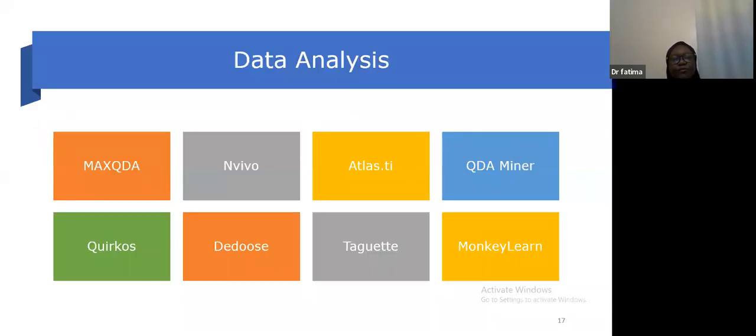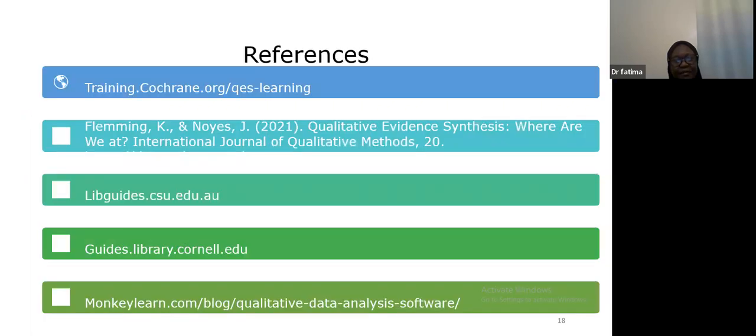So for the data analysis, we have different softwares, mostly subscription-based softwares to analyze qualitative data. There's MAXQDA, NVivo. NVivo is, I think, the most common one. Well, at least that's the only one I know. Dedoose, Quirkos, Atlas.ti, and many others. These are some of my references, and thank you for your time.